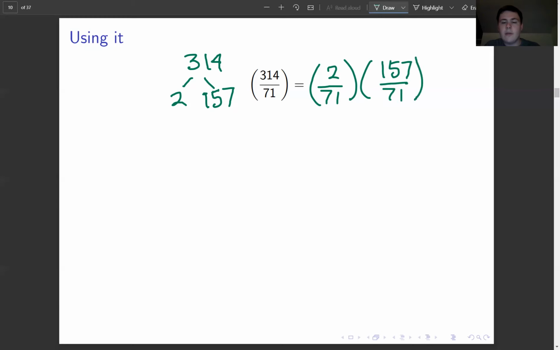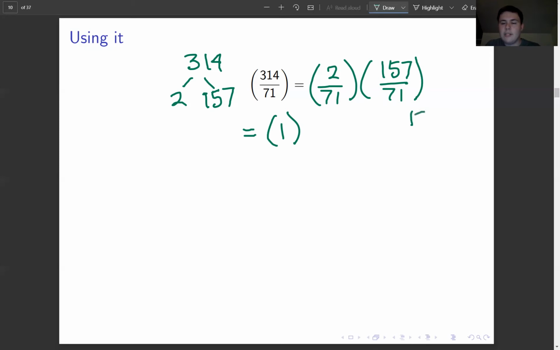Okay, now we know that 2 is a quadratic residue mod 71 based on the last slide, as long as 71 is 1 or 7 mod 8. Since it's 7 mod 8, we get that it is in fact a quadratic residue. So this evaluates to 1. And this looks a little harder to figure out, but we can reduce mod 71.